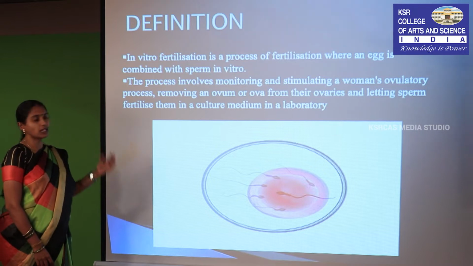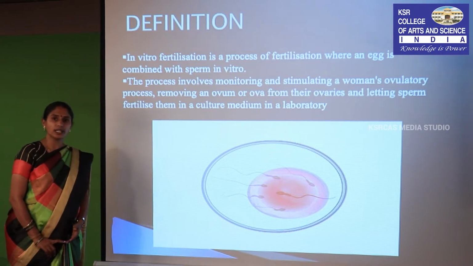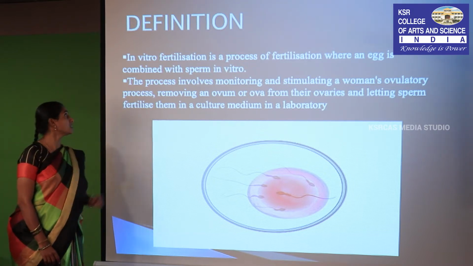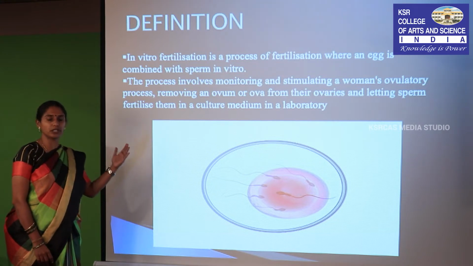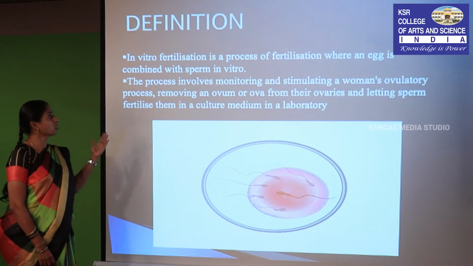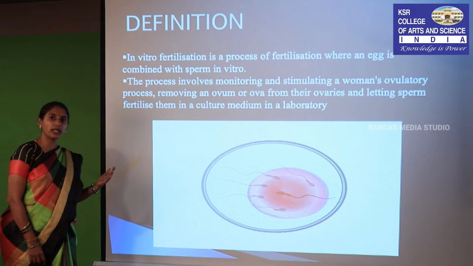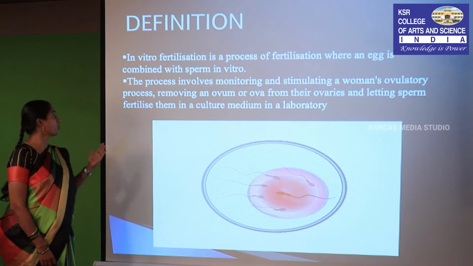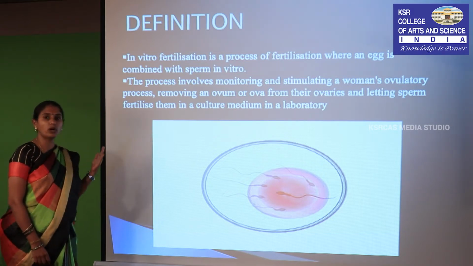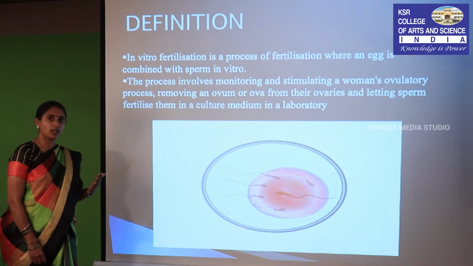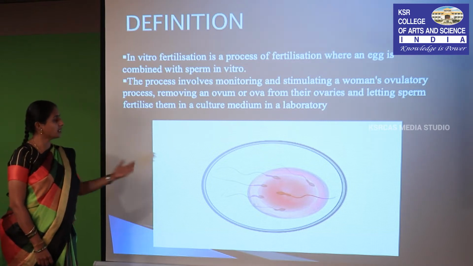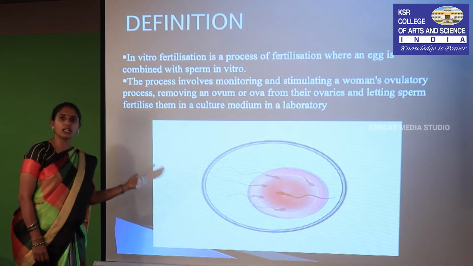Definition: in vitro fertilization is a process of fertilization where an egg is combined with the sperm in the laboratory, that is in vitro. The process involves monitoring and stimulating a woman's ovulatory process, removing an ovum or ova from her ovaries and letting sperm fertilize them in a culture medium in a laboratory.